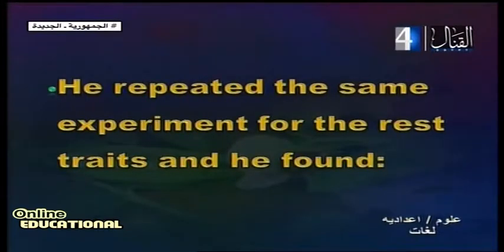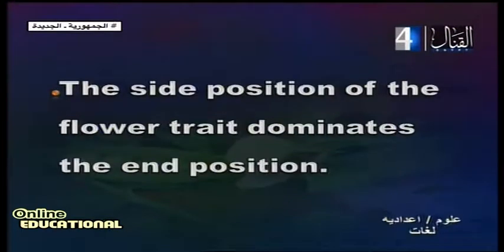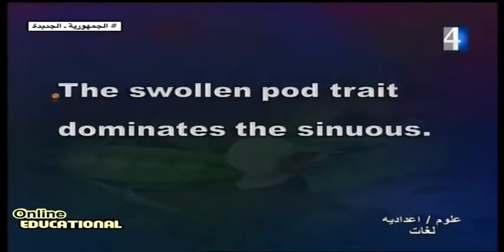Gregor Mendel repeated the same experiment for the rest of the traits, and he found that the long stem dominates the short stem. The red or purple color of the flower dominates the white color. The side position of the flower dominates the end position. The smooth seed dominates the wrinkled seed. The swollen pod dominates the constricted pod. The green pod color dominates the yellow pod.